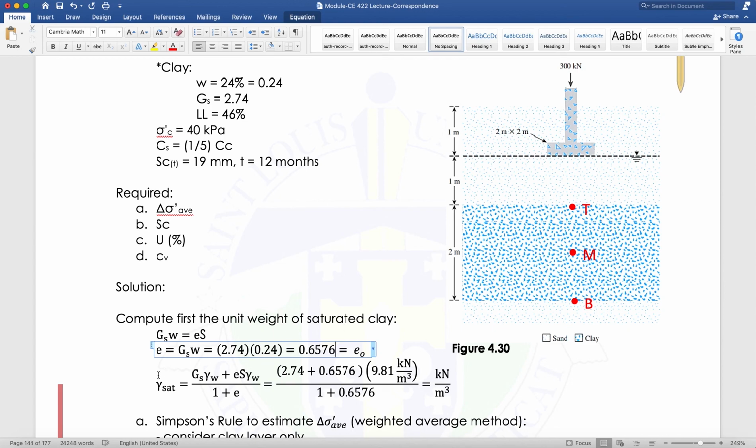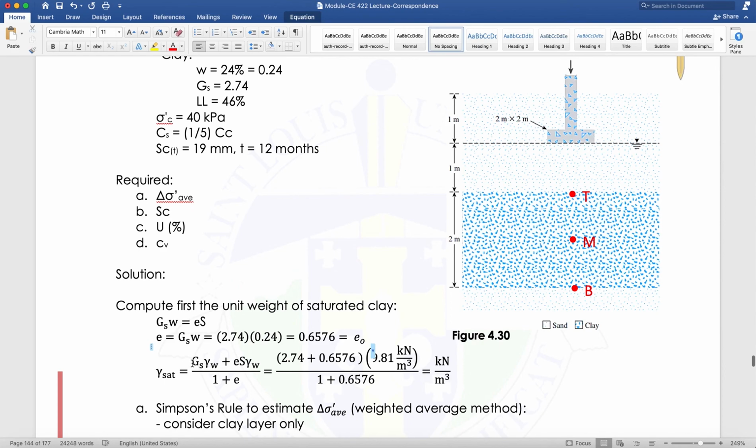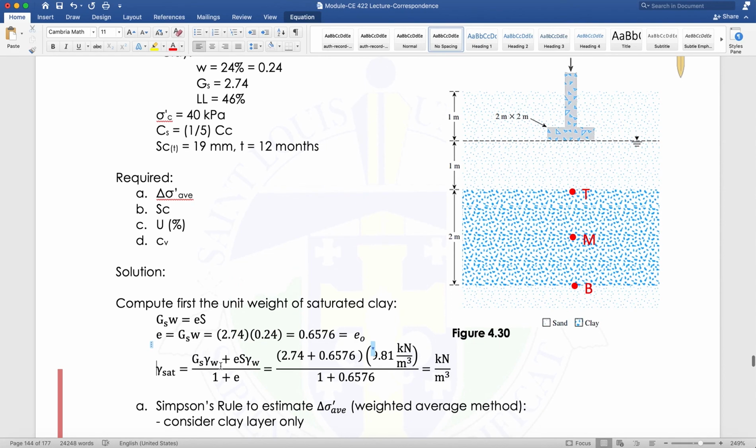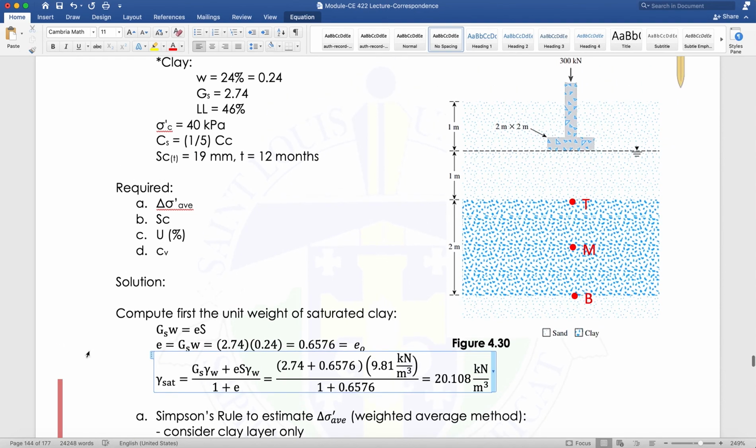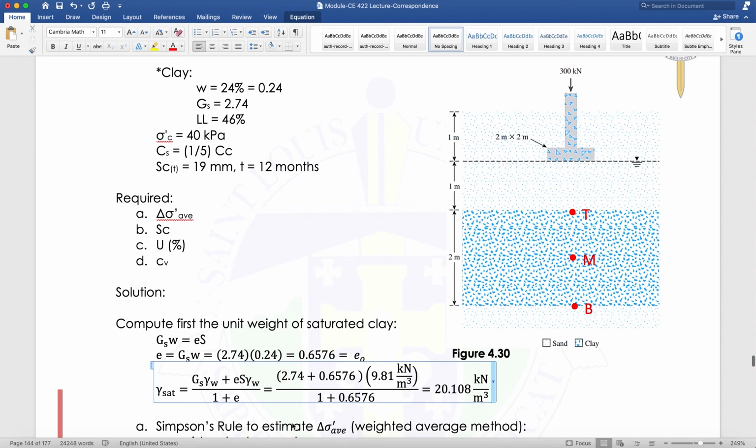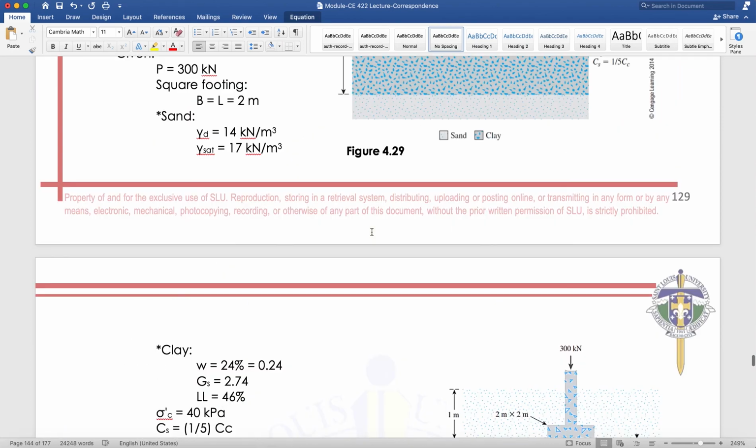Then from there, we can now solve our gamma sat. That is given by the specific gravity times the unit weight of water plus the void ratio times the saturation, which is 1, times the unit weight of water, divided by 1 plus e. Therefore, gamma sat here is equivalent to 20.108 kilonewton per cubic meter. Okay? So what is asked of us in letter A is the weighted average of our, what do we call that?